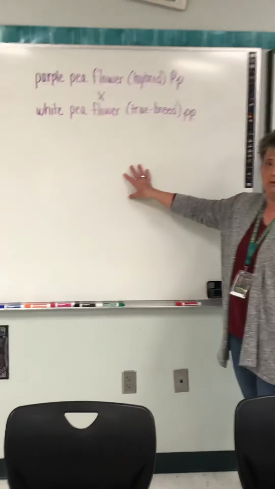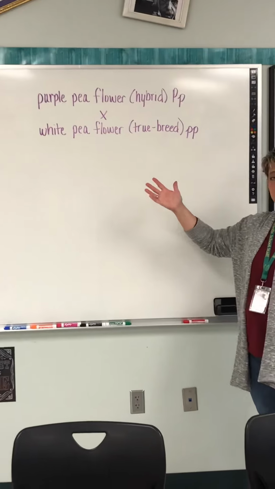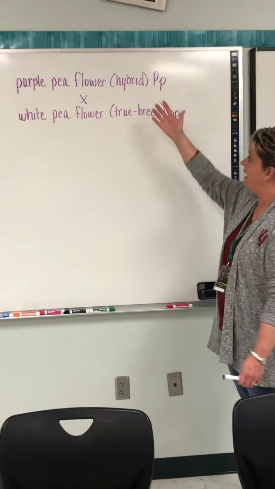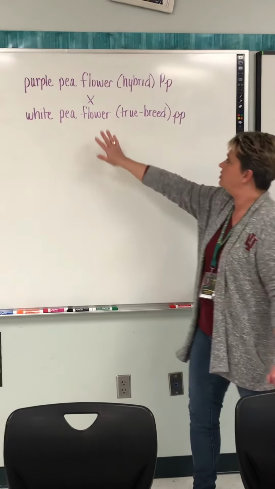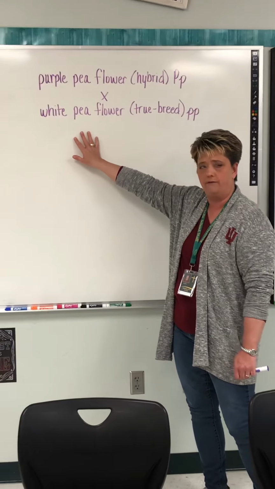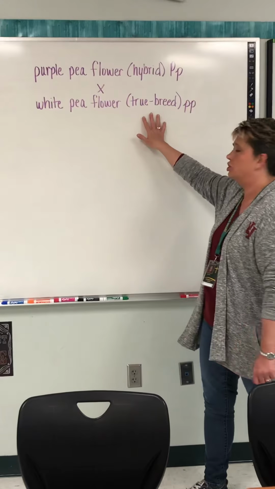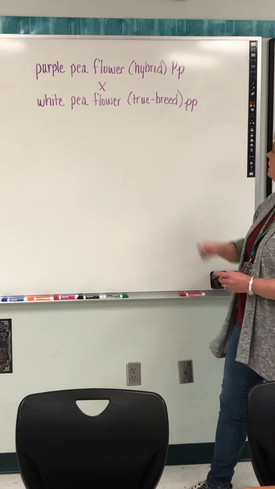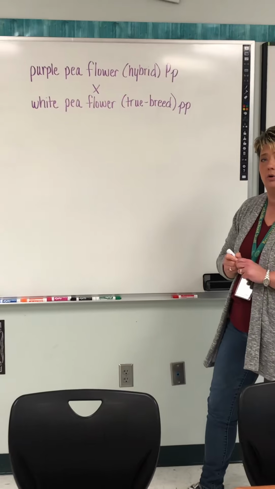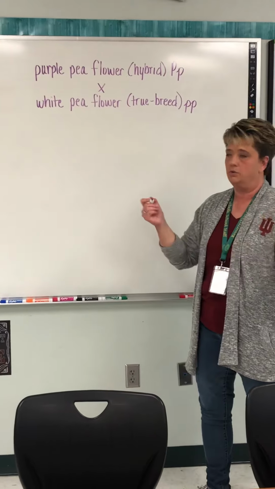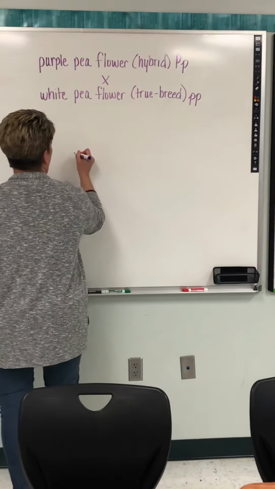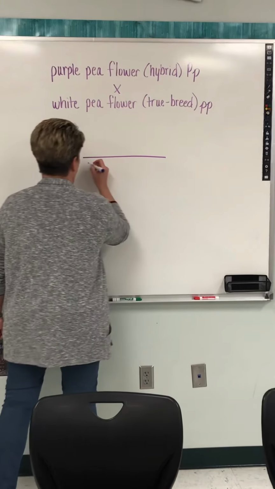to another example. So here we're still dealing with those pea flowers again. We have purple pea flowers, a hybrid, capital P, lowercase p, but this time it's going to be crossed with a white pea flowered plant, which is a true breed with the allele combination of lowercase p, lowercase p. Now, if you're not given the box ahead of time, it's a real simple design. Simply make a square.